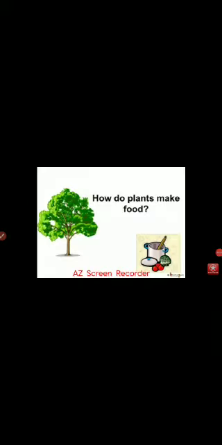Kids, the food you eat is prepared at home, right? But have you ever thought how plants make their food? Let us study it in more detail.